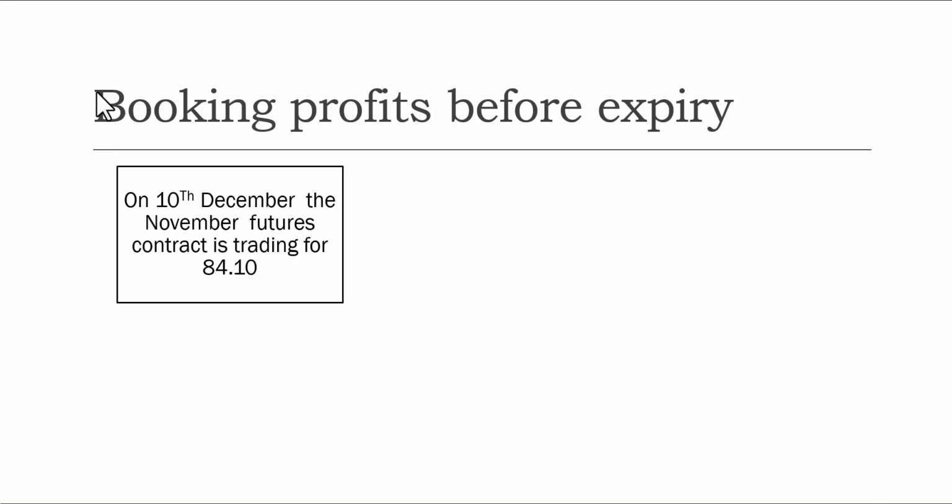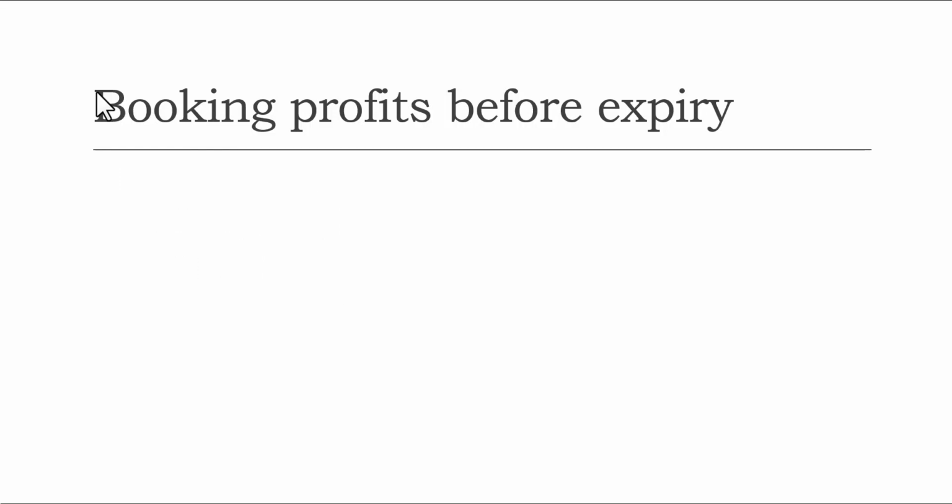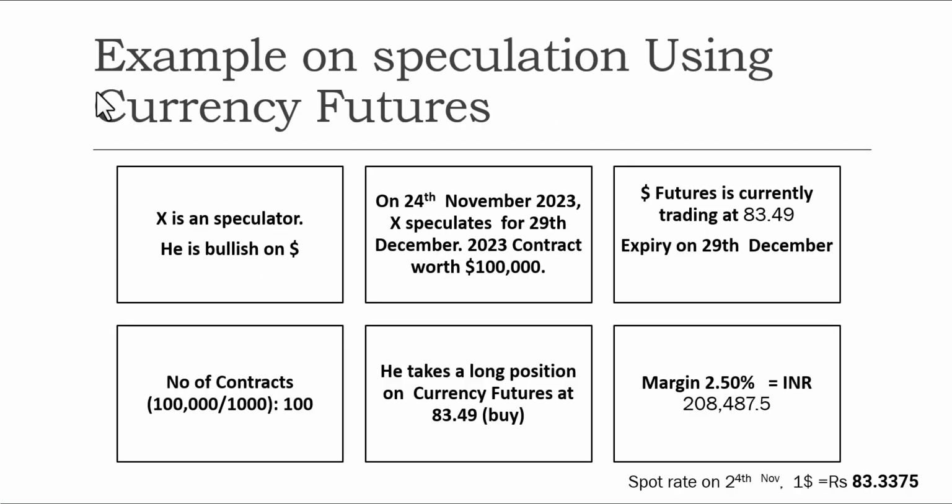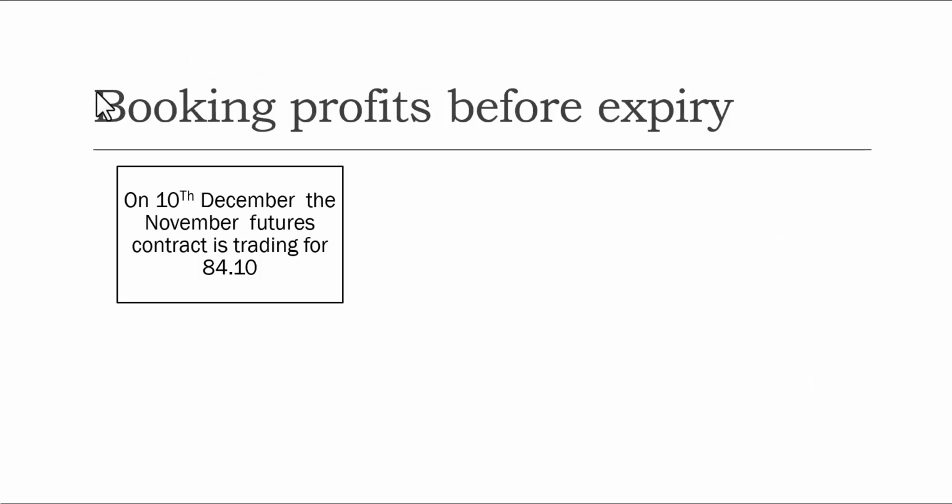On 10th of December, still before 29th December when the expiry happens, the futures contract is trading at 84.10 as against 83.49 when he entered the contract. Now it is trading at 84. So the dollar has moved up, isn't it? Now, according to his own thinking, the dollar is going to depreciate in the next few days. He's not bullish about the dollar from 10th onward.